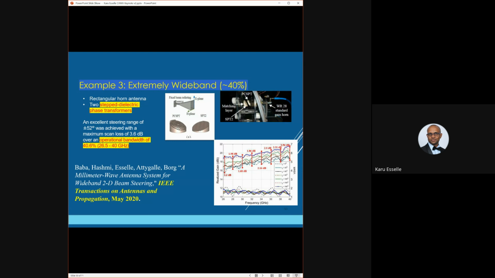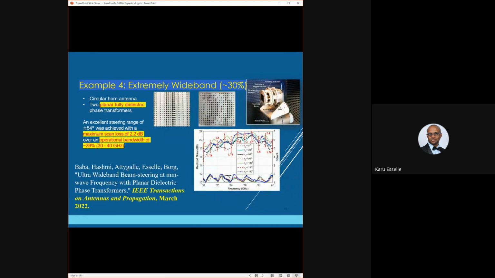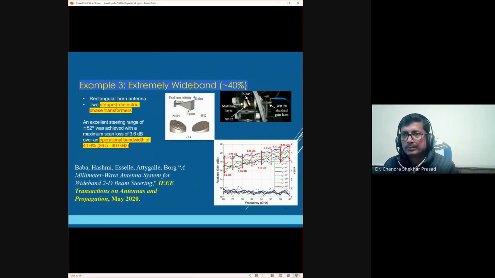So I think we are taking the break, usual break 15 minutes. Any questions about these antennas? So audience can ask their doubts.